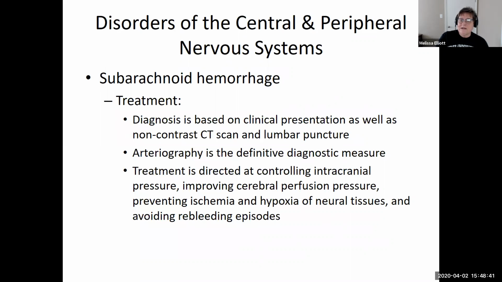Treatment is going to be directed at controlling the intracranial pressure, improving the blood flow to the brain and brain tissue so that you can prevent any kind of hypoxic injury, any kind of ischemia, and then trying to avoid any kind of rebleeding.